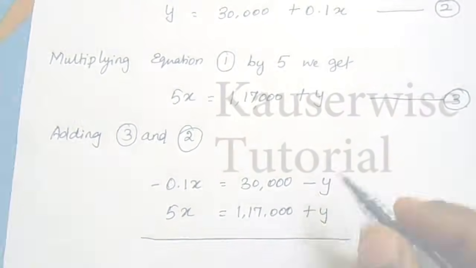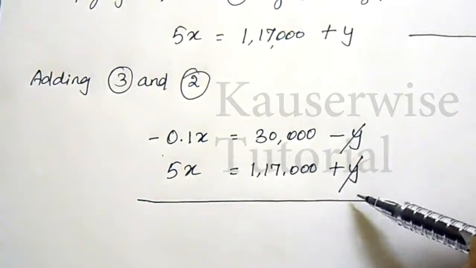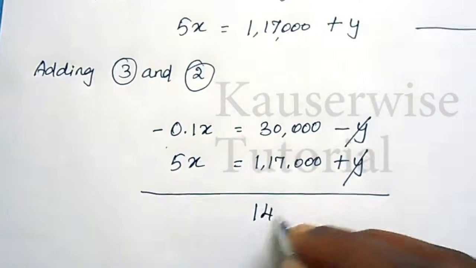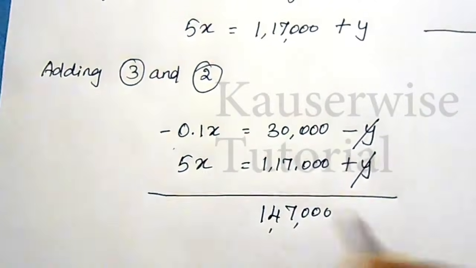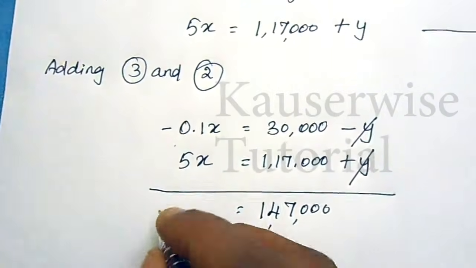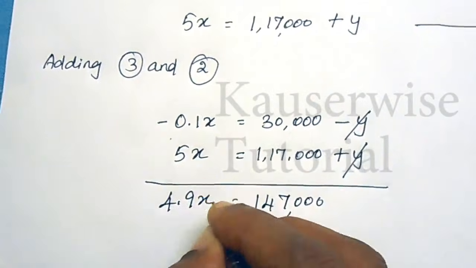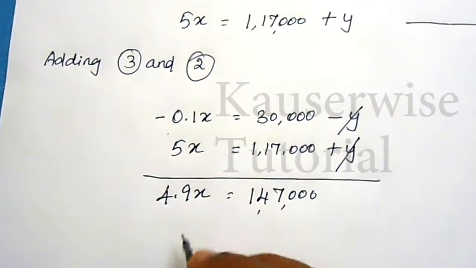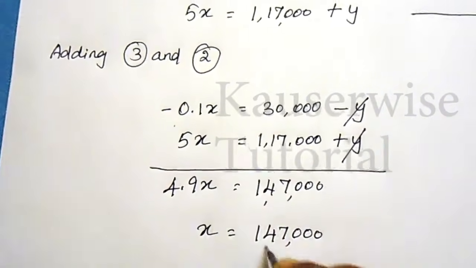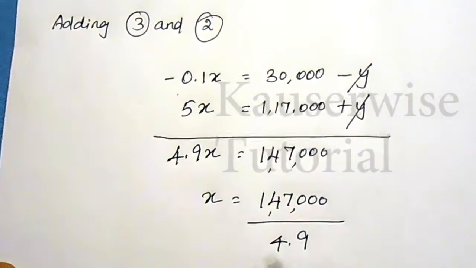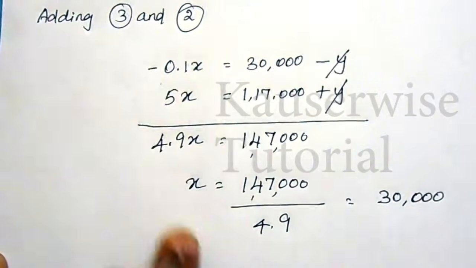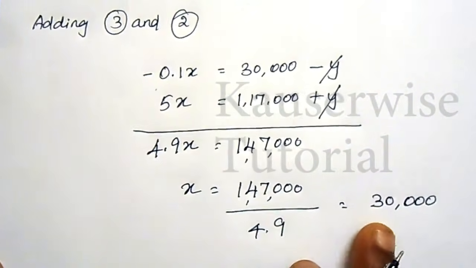Now solve the equation. Minus y plus y will get cancelled. 30,000 plus 1,17,000 will give 1,47,000. Here, minus 0.1x plus 5x is equal to 4.9x. So now solve this equation. x is equal to 1,47,000 divided by 4.9. We will be getting 30,000. So the x value is 30,000. By solving this equation, we get the x value as 30,000.